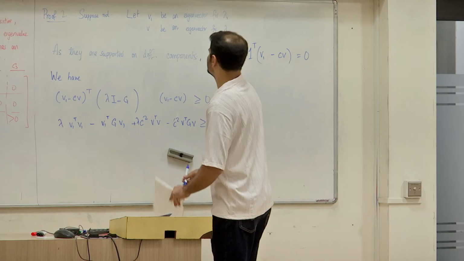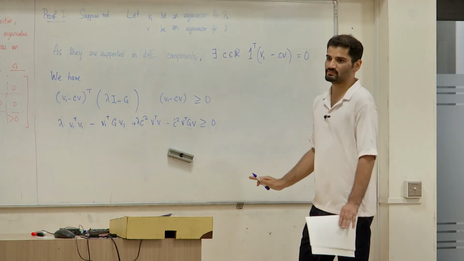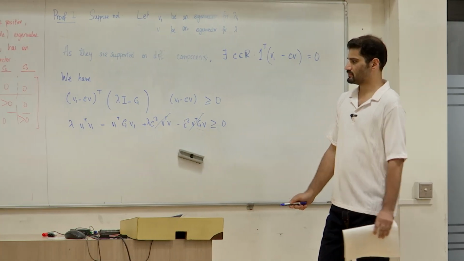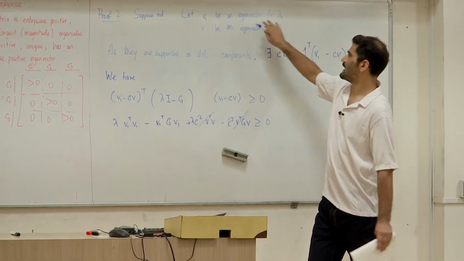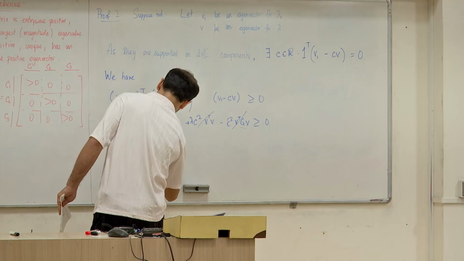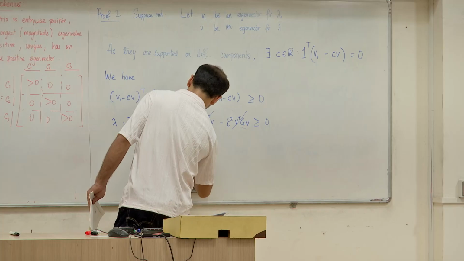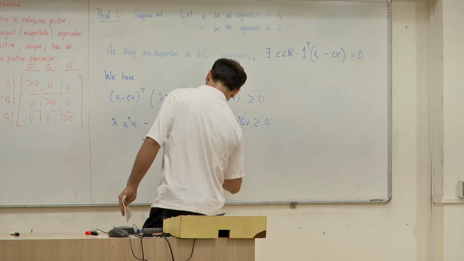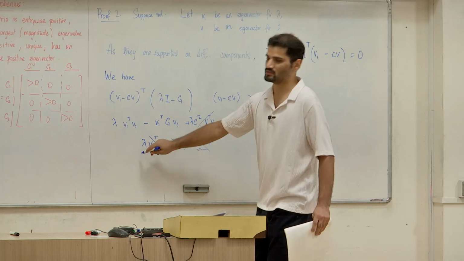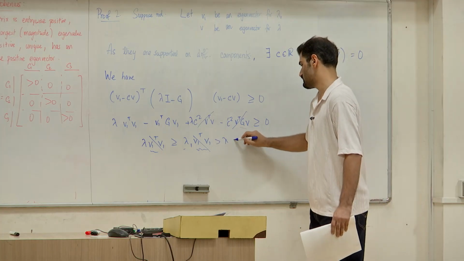Now let us just use the fact that these are eigenvalues. So GV is just lambda V, so these two will cancel. And GV1 is lambda 1 V1. So I get that lambda V1 transpose V1 is greater than or equal to lambda 1 V1 transpose V1. This is a norm squared, a positive number. I can get rid of this, but this is a contradiction because lambda 1 was the largest one. So this is greater than lambda.